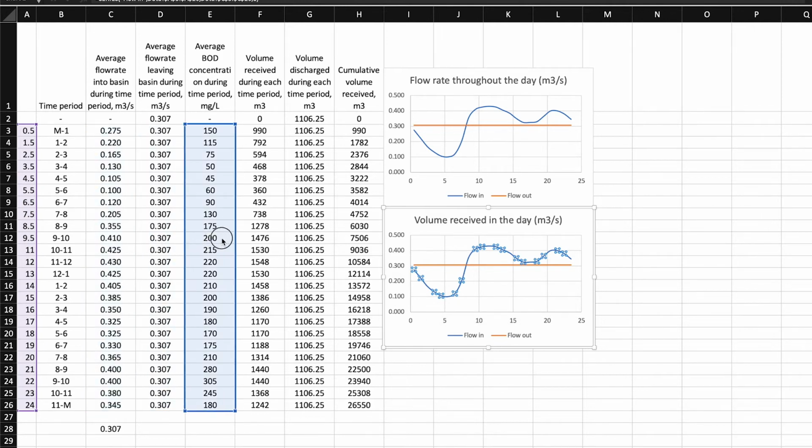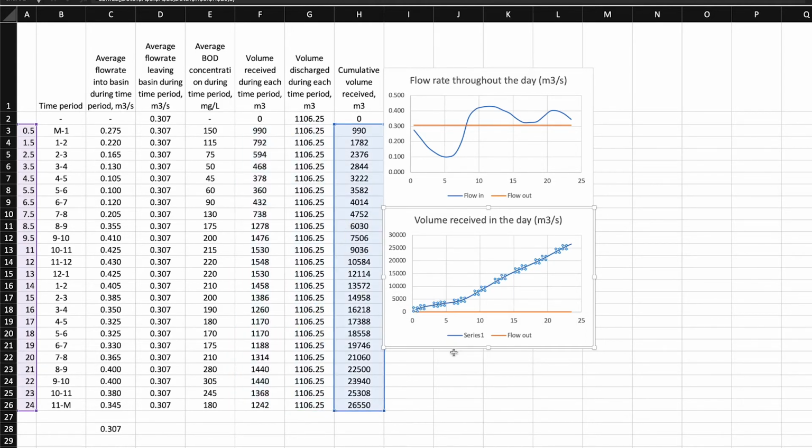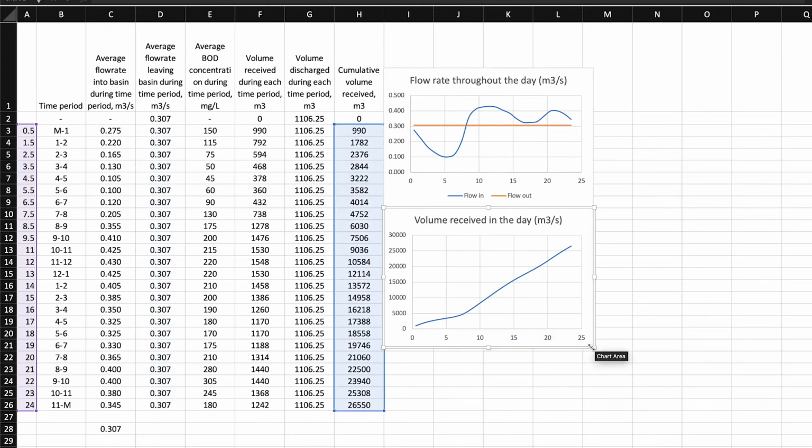And I could just click on the data and drag it over to the appropriate column. So here we can see the cumulative volume received throughout the day. And we don't need this second line, so I'll just delete that. This is the plot that was shown previously in the worked out solution from the book.